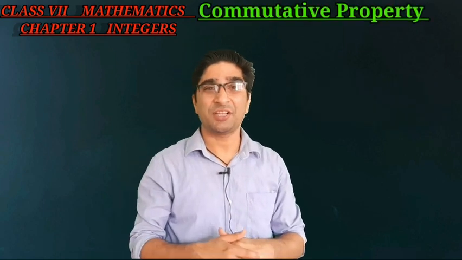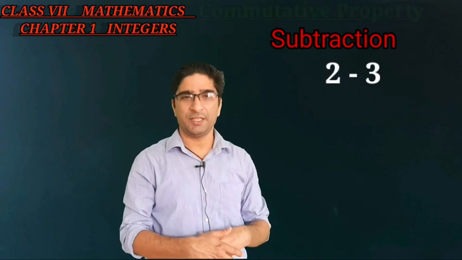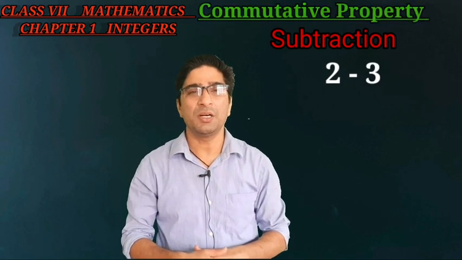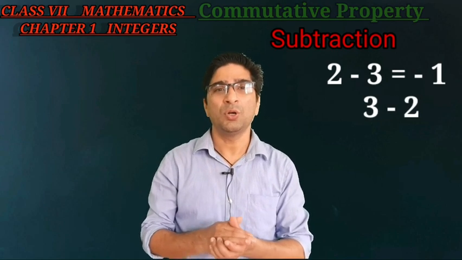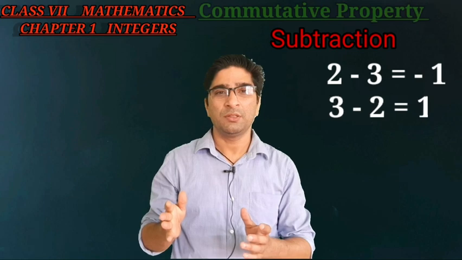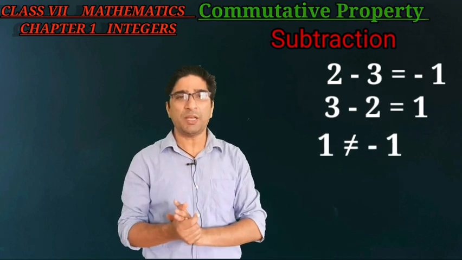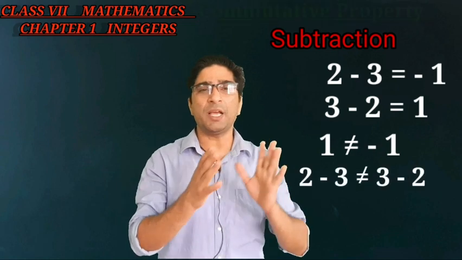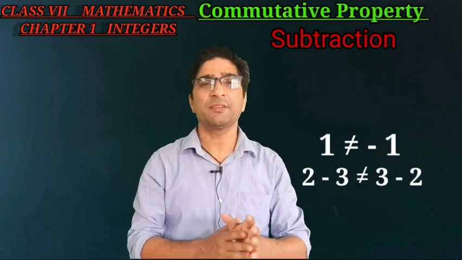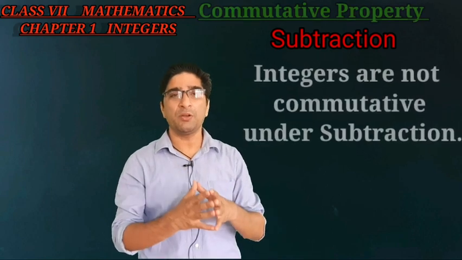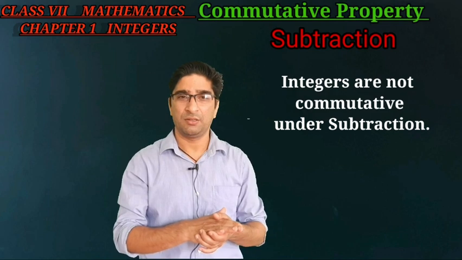Okay, next subtraction. Let's have one example. 2 minus 3 is equal to minus 1. Now 3 minus 2 is equal to 1. They are not equal. 1 is not equal to minus 1. So 2 minus 3 is not equal to 3 minus 2. That means integers will not satisfy commutative property under subtraction.